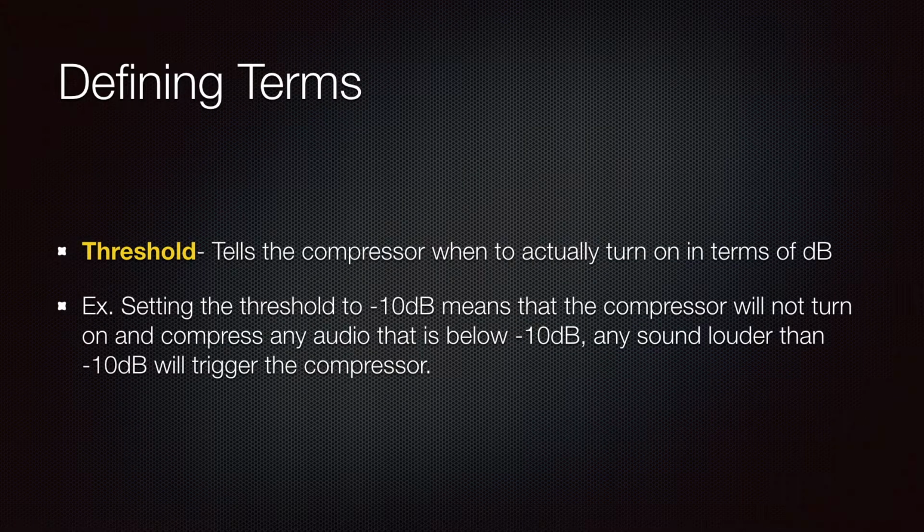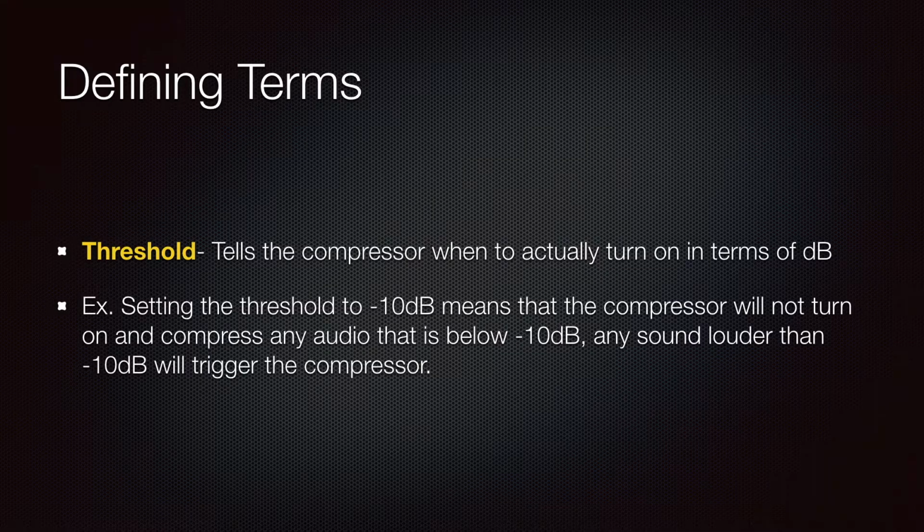So threshold essentially tells the compressor when to actually turn on in terms of the dB. So for example, setting the threshold to -10 dB, you're essentially telling the compressor to turn on when something goes above that level, right? So anything below negative 10 dB, the compressor will not turn on. Any sound higher than negative 10 dB will trigger the compressor to then turn on and activate. And negative dB is just for the sake of example.